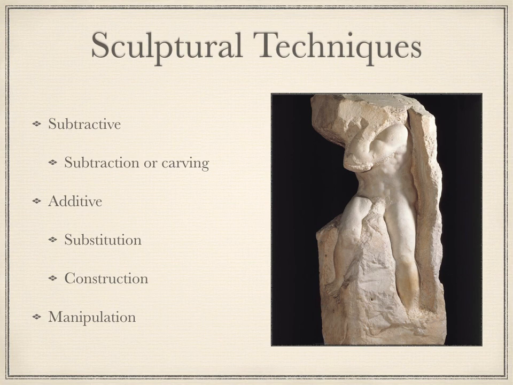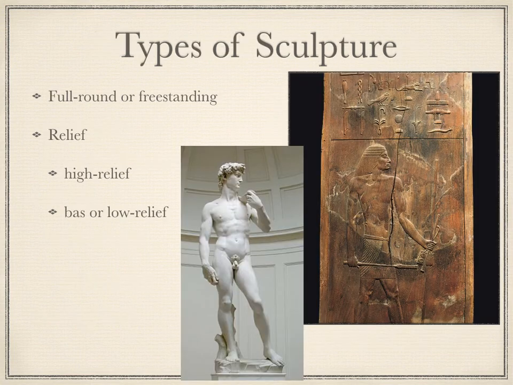And then we have what's called manipulation, or modeling. And this is where you take a material and then you transform it into another form. So pottery is an example of this, where you manipulate it, usually using the hands or some other tool, and you create it into a different form.